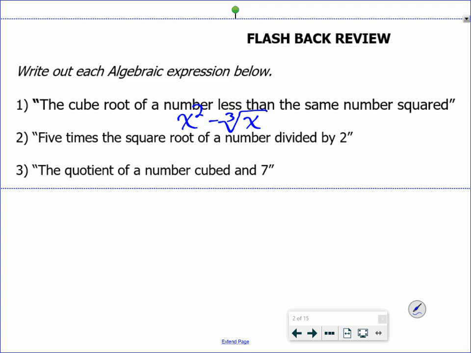5 times the square root of a number divided by 2. So it's not 5 times the number, it's 5 times the square root of the number, divided by 2. And the quotient of a number cubed and 7. So that would just be x cubed divided by 7, or x cubed over 7.